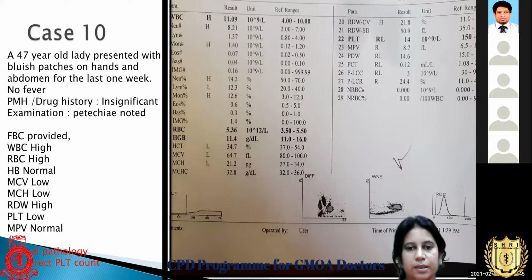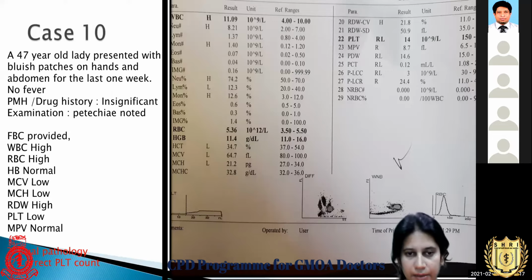So this is the full blood count. You can see high WBC, neutrophil leukocytosis, and prominent monocytes. When you move to the RBC, it's normal. Hemoglobin normal. Hematocrit on the low side. MCV again low, 64. MCH low, 21. And platelets low. And mean platelet volume is normal.